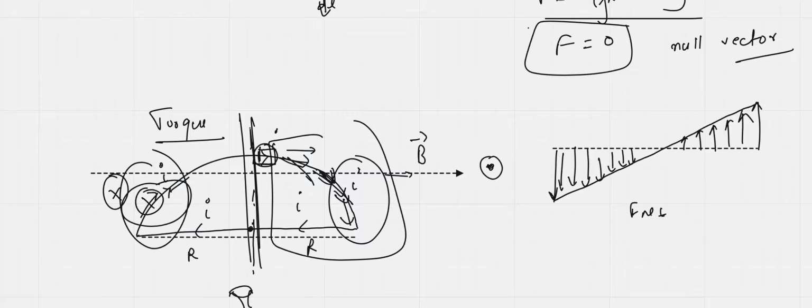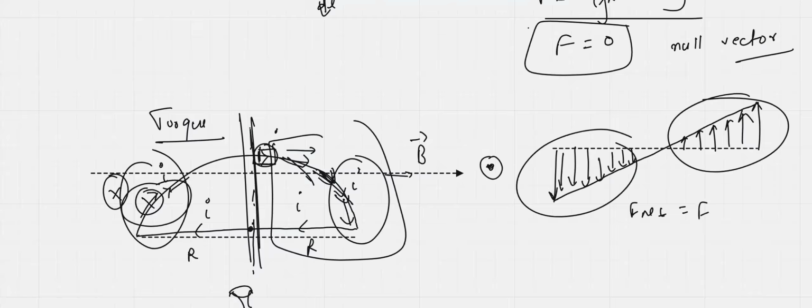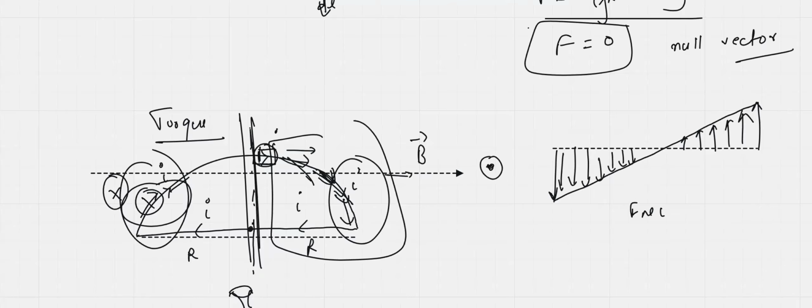F net is nothing but the upward force, which is equal to the downward force. So F up minus F down, both are the same in magnitude, so this gives zero. F net is zero. But is the torque zero? I will say no. Because about this point, what is going to be the torque? Torque about this point O, what is the torque value?